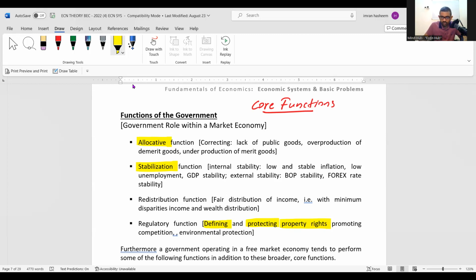Second function, out of the core four. Core functions, there are four functions. The second one. Third one, redistribution. This is more than Superman, right? This is Robin Hood. Have you guys heard of Robin Hood?